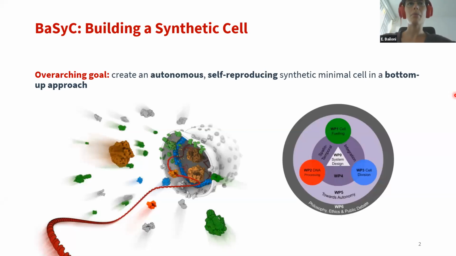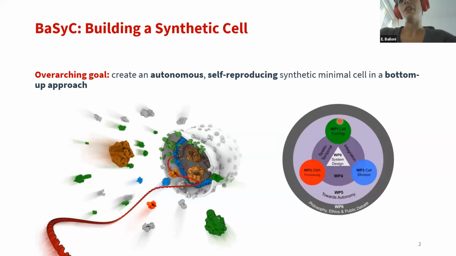But I want to start by saying a few words about the BASIC consortium that I am part of. The BASIC consortium is a national Dutch consortium that is focused on building a synthetic cell from the bottom up. So we want to exploit non-living components to create an autonomous self-reproducing synthetic minimal cell that hopefully has lifelike properties. The goal for doing so is to hopefully learn a lot about living systems on the way of getting there.